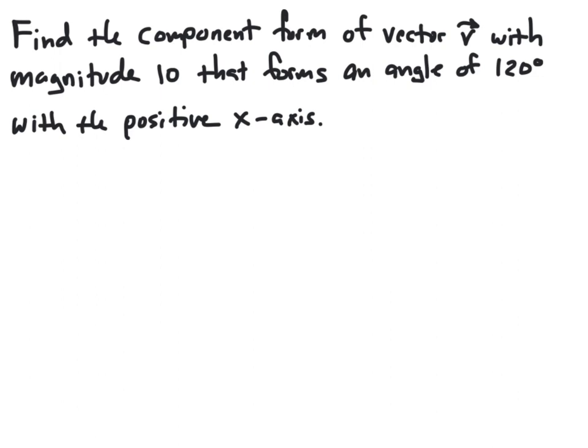In this example, we want to find the component form of a vector v, which has magnitude 10 and that forms an angle of 120 degrees with the positive x-axis. You can pause the video and try this example yourself, then resume the video to see the solution in a few seconds.